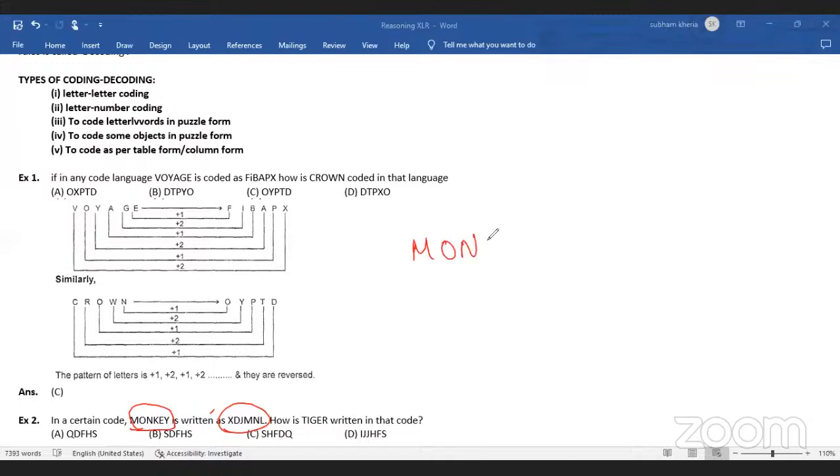Monkey is coded as X, D, J, M, N, L. Tell me quickly. Can anyone decode this? It's very easy. If you want to see, it's very easy. I'm giving you 1 minute, guys. Please solve this.